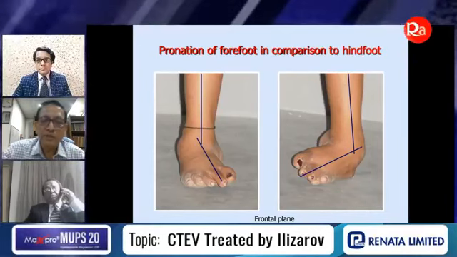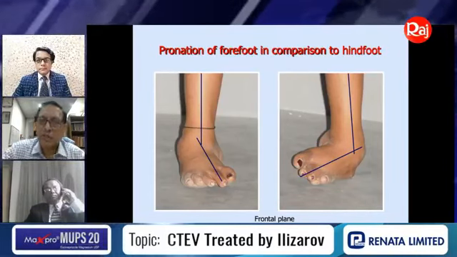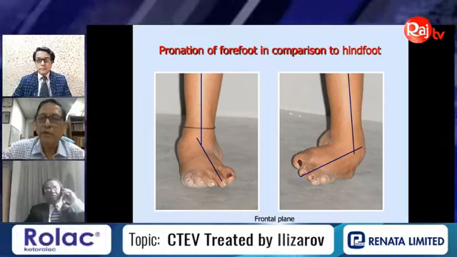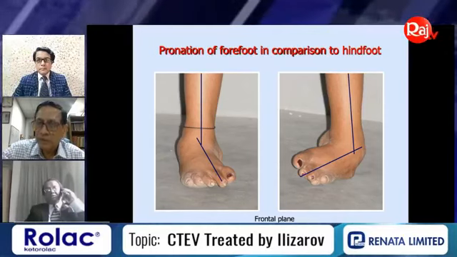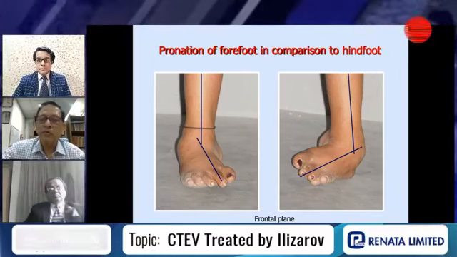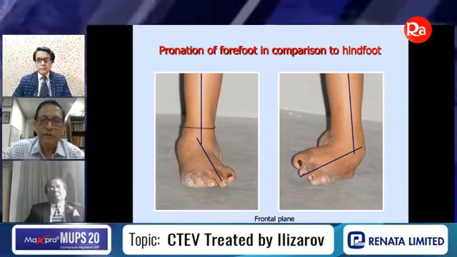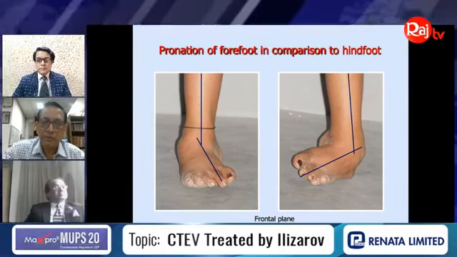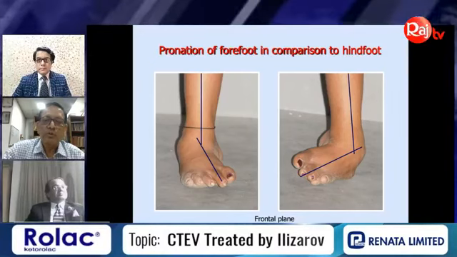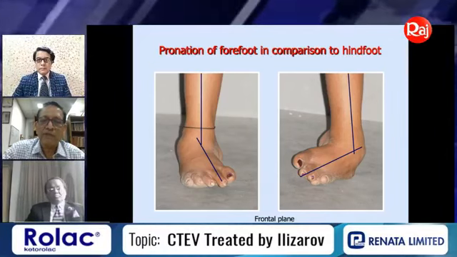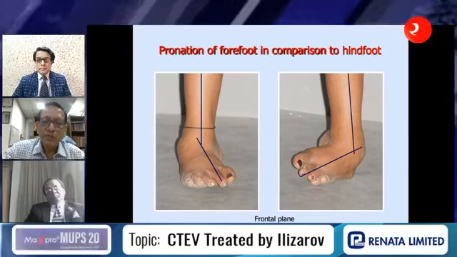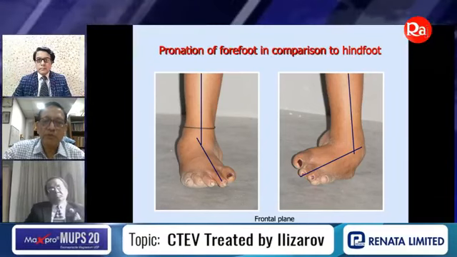Because Ponseti said that there is a pronation of the forefoot in comparison to the hindfoot. In the kite technique, we were adding more pronation. So the concept has changed now. The plantar fascia is responsible for causing the pronation of the forefoot.